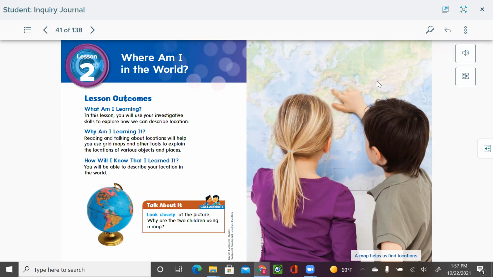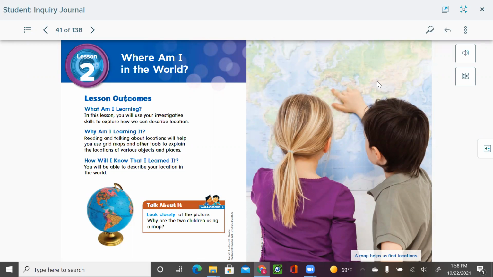We're still talking about maps, place, and environment in our chapter. This is chapter 2. We learn about different maps and we know that maps help us to find places. We will be talking today about where am I in the world. So please open your book, page 60, and let's see.